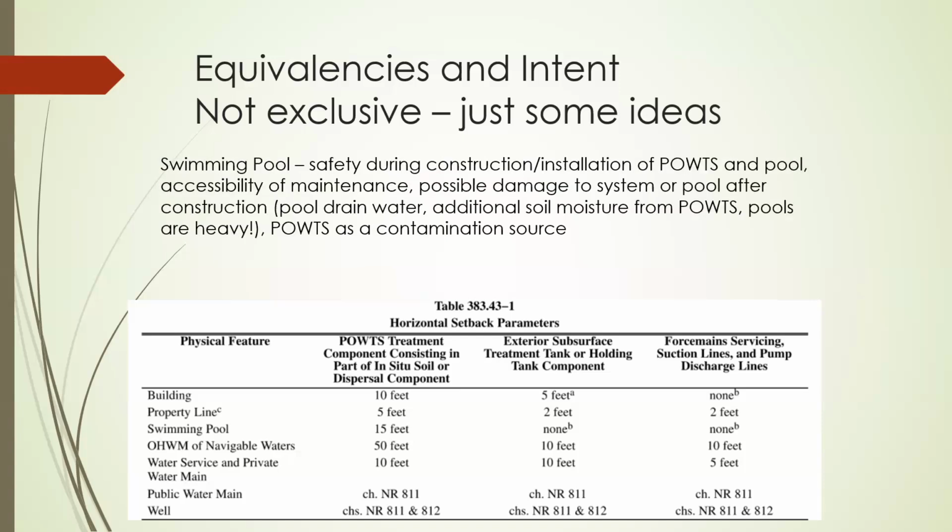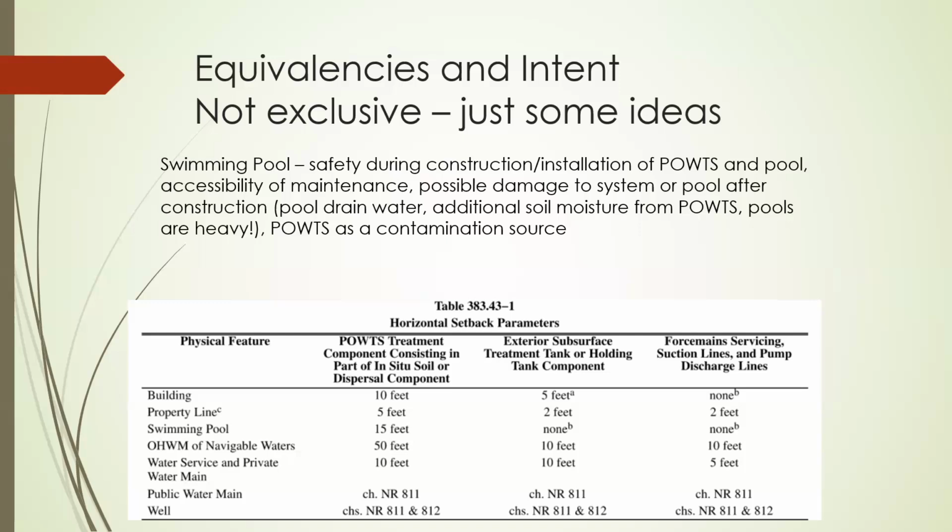Swimming pools, the next physical feature in our horizontal setback parameter table, is a very uncommon petition for variance, but they do come up occasionally. And so what we're looking at here is the same: safety during construction and installation, accessibility for maintenance, possible damage to the system or pool after construction. So pools specifically, we're thinking about drain water. Are we going to have a lot of pool drain water regularly into the POWTS? That'll affect the POWTS. Additional soil moisture from the POWTS, if it's like an in-ground pool or something like that, is that going to affect it? Probably not. And the fact that the pools are very heavy.